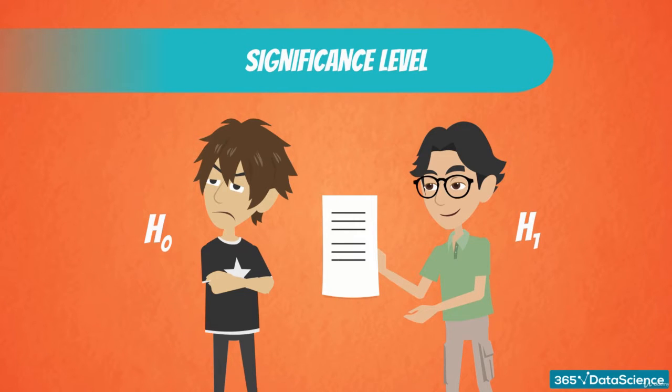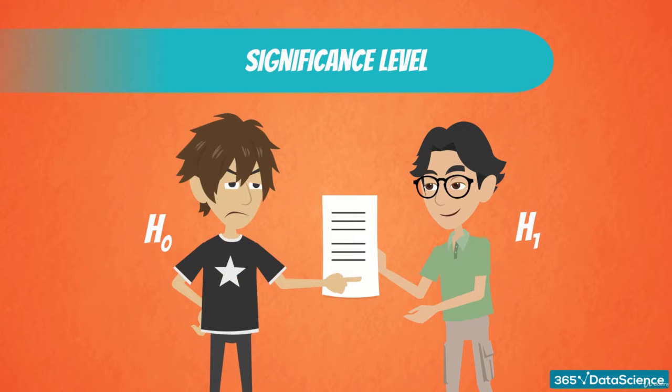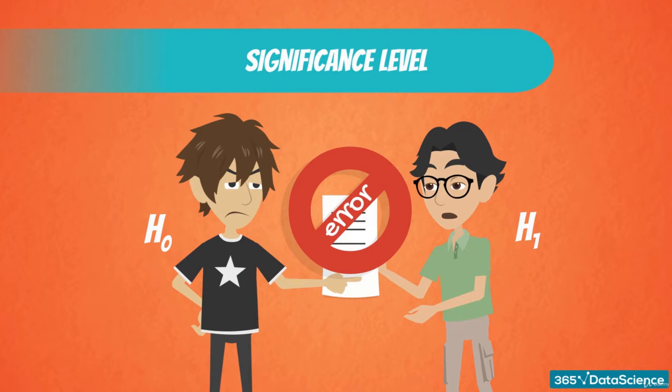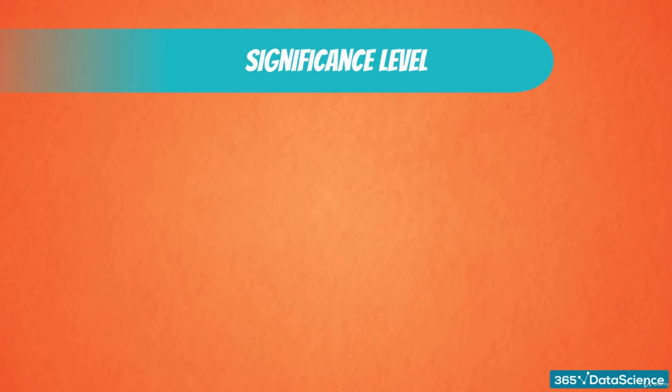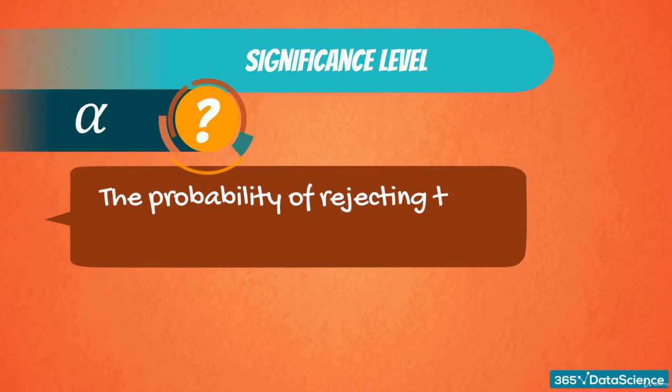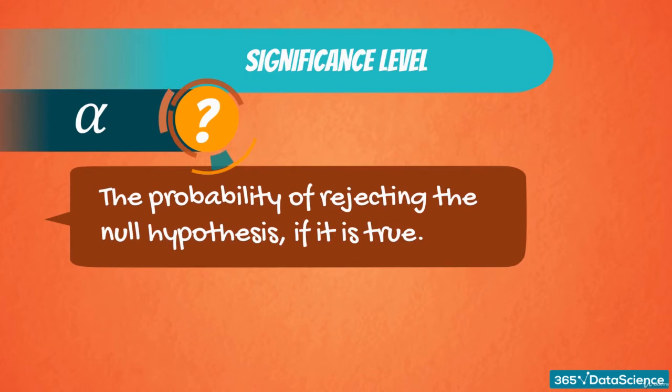Normally, we aim to reject the null if it is false, right? However, as with any test, there is a small chance that we could get it wrong and reject a null hypothesis that is true. The significance level is denoted by alpha and is the probability of rejecting the null hypothesis if it is true. So, the probability of making this error.